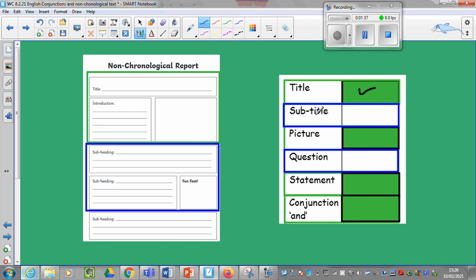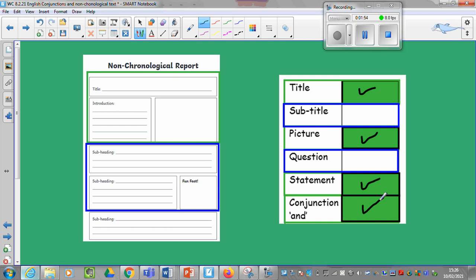Have you done subtitles yet? No, we haven't, because they're going to be today's lesson. Did you do a picture? Yes, you did. You either drew one or you found one on the internet to put on. Did you write some statements? Yes, you did. And you even joined those statements or those clauses with your conjunction and. So well done if you managed to do all of those things.